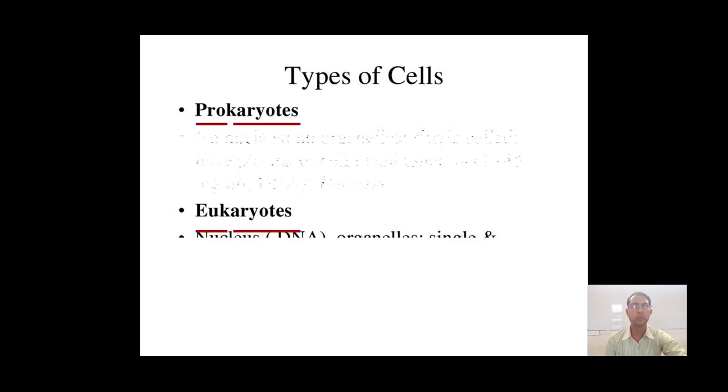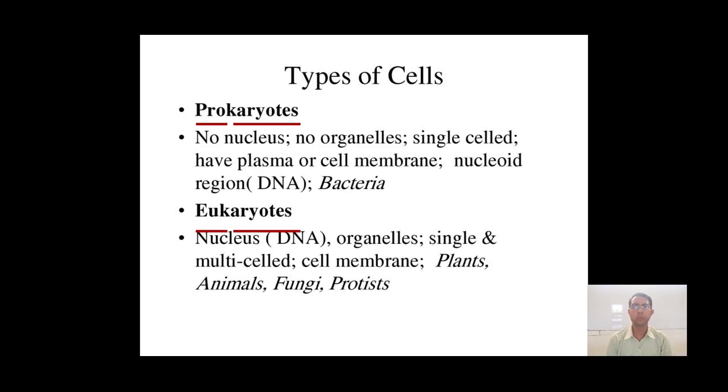Now what is a prokaryotic cell? In a prokaryotic cell there is no nucleus, or the nucleus is not very much developed. There is a very small amount of organelles, and they are mostly single celled. Bacteria is the best example, which has no nucleus. There are very few organelles, and they have a plasma or cell membrane. A nucleoid region is there, and they are very simple and mostly unicellular.